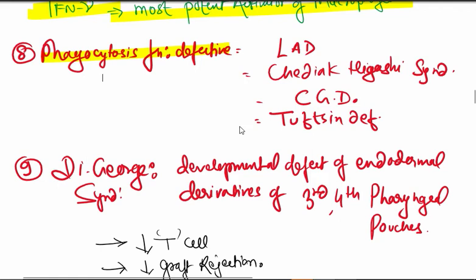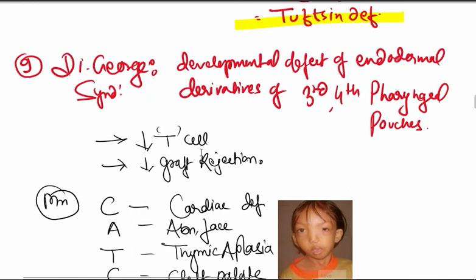Next one is phagocytosis dysfunction, a problem in phagocytosis. So leukocyte adhesion defect, Chediak-Higashi syndrome, chronic granulomatous disease, and tuftsin defect. All these four diseases indicate what kind of disease? Phagocytosis function is impaired.